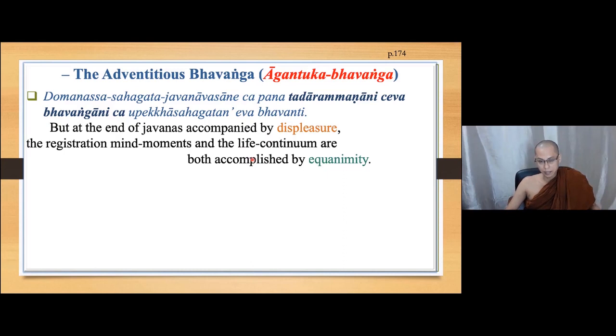According to this, I gave you that information. The Javana accompanied by displeasure, Domanassa sahagata Javana, is followed by equanimity registration or equanimity bhavanga. So there, I already identified the registration. Okay, then later we will come to the life continuum, bhavanga. Okay, so let's continue to see the text.